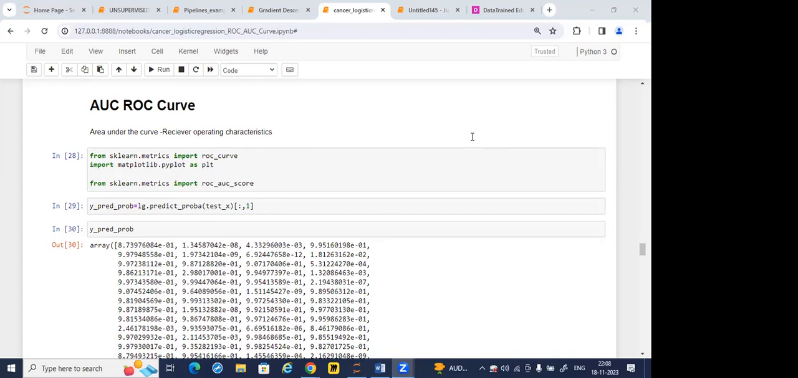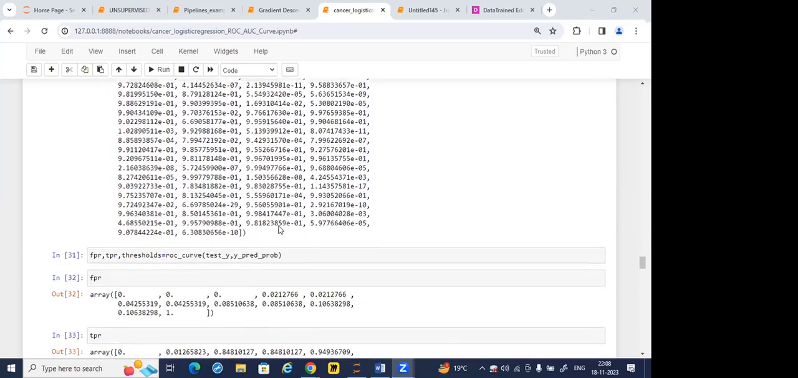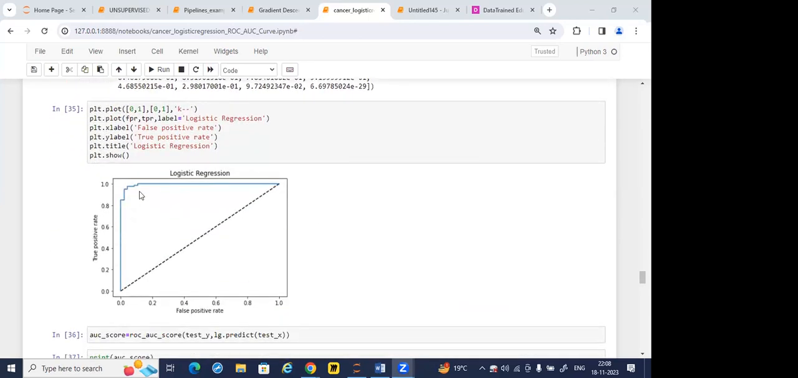If we are having a 90% score, that is much better. If we are having 70%, that is less. So the higher the score is, the better it is. Here, if I'm getting this score, my area covered is too high. So this is good. It means logistic regression is performing well. Here the area under the curve is high, so it means my logistic regression is working perfectly.